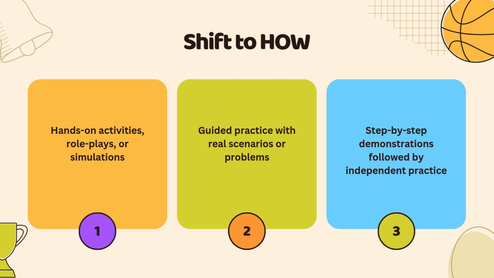Next, we want to shift to the how. How? Turning that knowledge into action. This is the application part. Learning is going to be deepened when the learners know how to apply what they've just learned. This stage transforms information into a usable skill. Some strategies would include hands on activities, role playing, or simulations, guided practice with real scenarios or problems, step by step demonstrations followed by an independent practice. This phase is especially effective when learners are going to get that feedback. They can reflect on their mistakes and try again. It's going to really cement that learning experience.